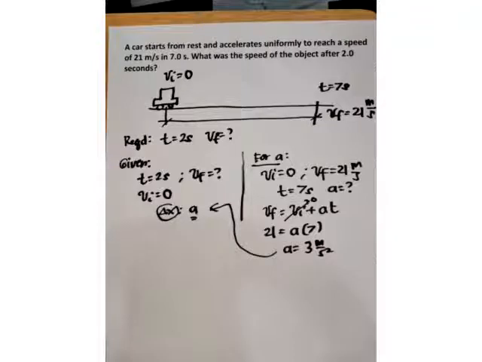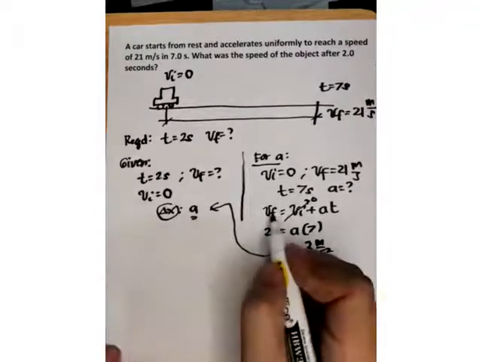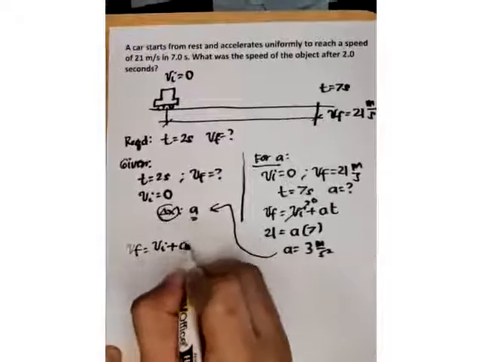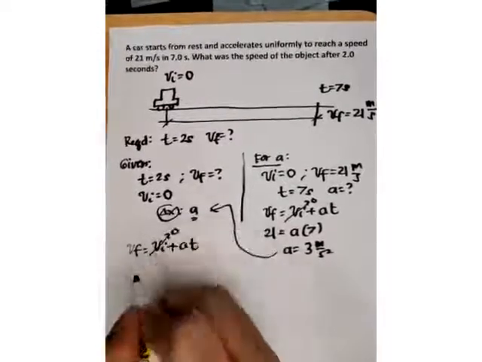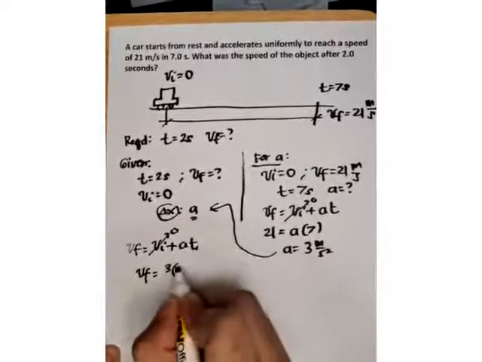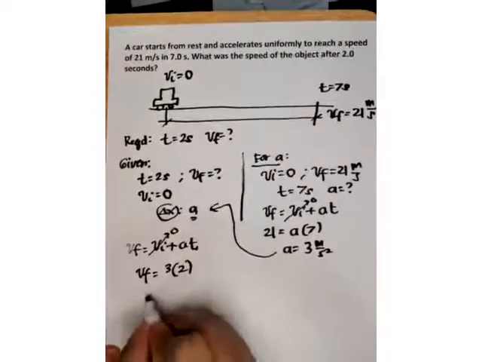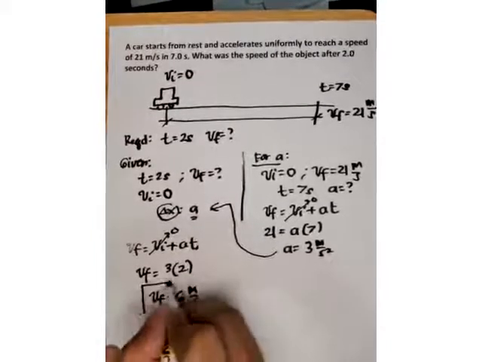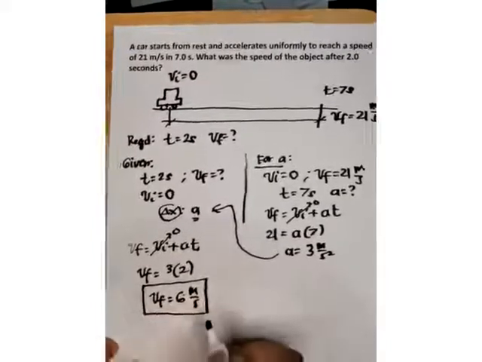Ayan. So anong formulang gagamitin? So we'll be using the same formula. So V final is V initial plus AT. Initial still 0. So therefore, V final is 3 times this time. Time is 2 seconds. Ayan. So V final is 6 meters per second. So this is our answer.